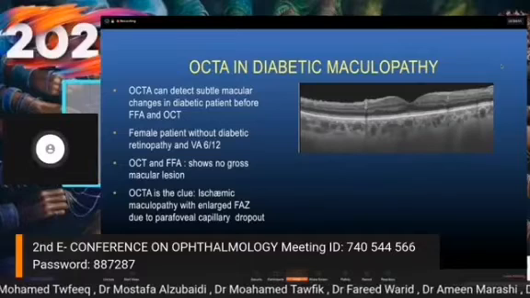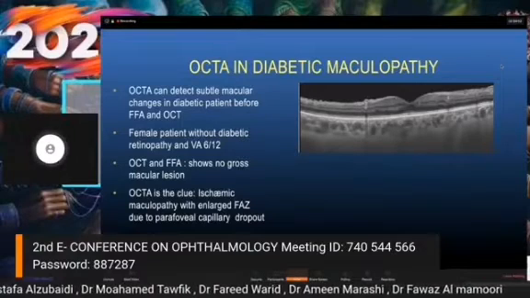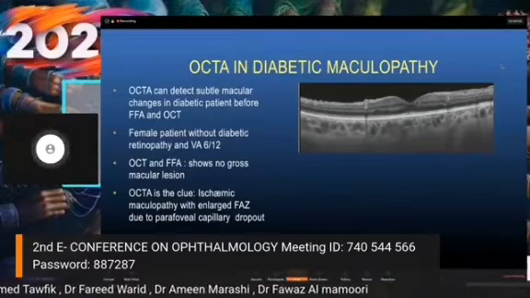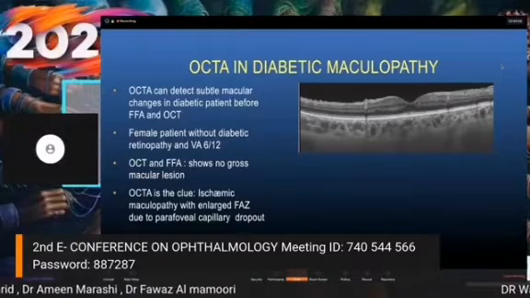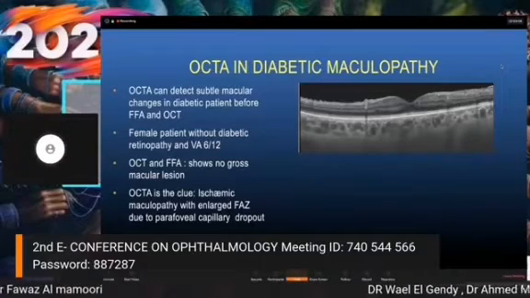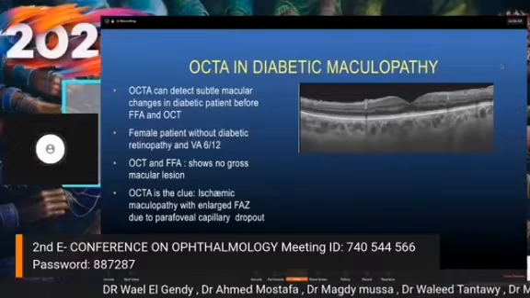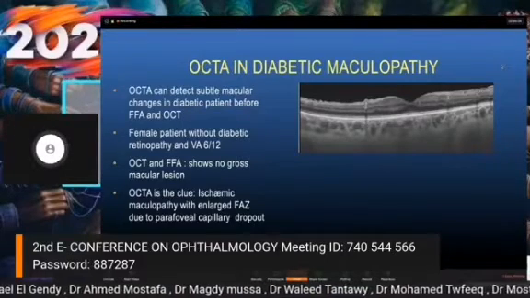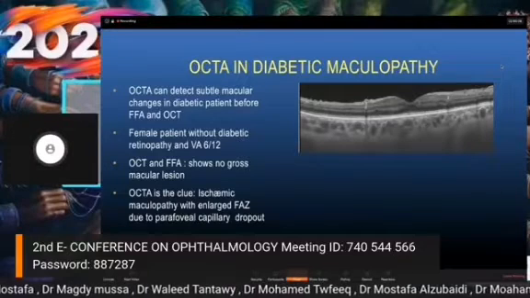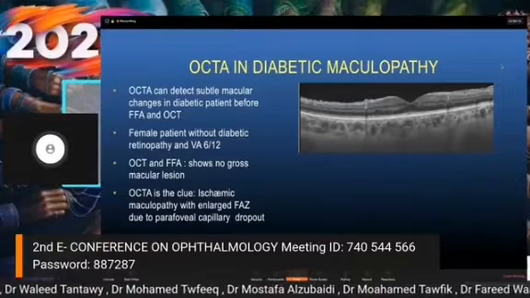This is a female patient with diabetic retinopathy, and her visual acuity is 6/12. Look at the horizontal line scan. We don't see much change, maybe subtle changes in the perifoveal area like hard exudate or hyperreflective foci, but there is no gross lesion to explain the 6/12 vision. So the OCTA is the clue in this case.